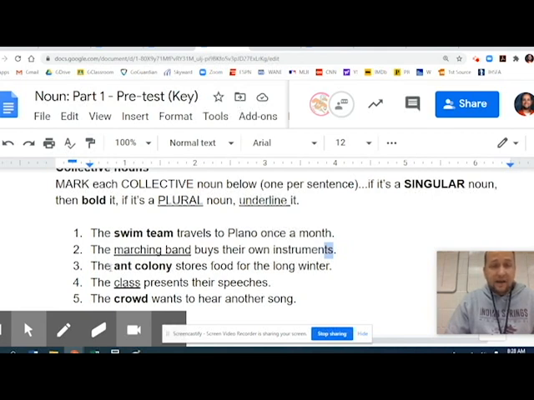Number three, the ant colony. So that would be the collective. It's bolded because it is singular, because what does a colony do? It stores food for the long winter. That one colony stores food.